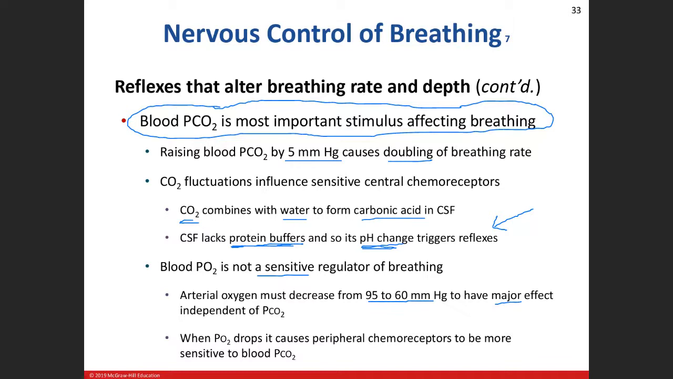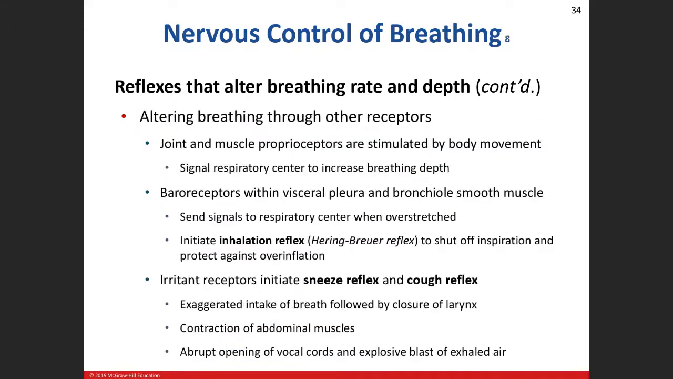One more fact. If we see a decrease in oxygen levels in the peripheral chemoreceptors, not the central, this is an interesting functionality of the system: it makes the peripheral chemoreceptors even more sensitive to the levels of carbon dioxide in the blood. So we can initiate these reflexes and kick things into gear. Breathe off that carbon dioxide, breathe in more oxygen.